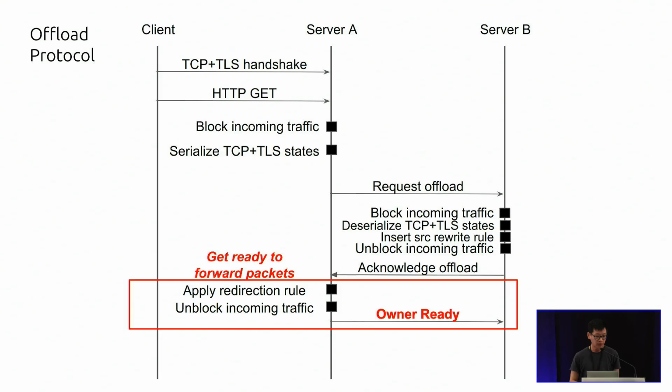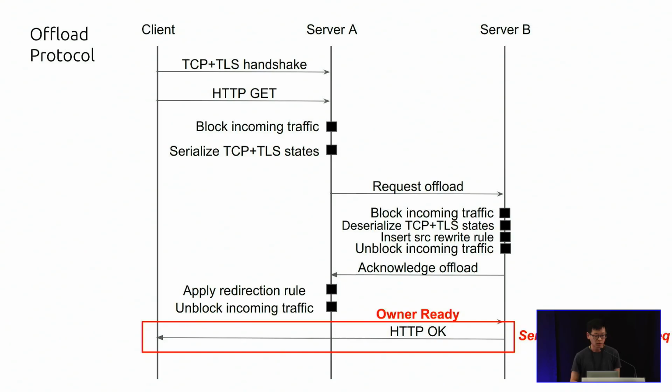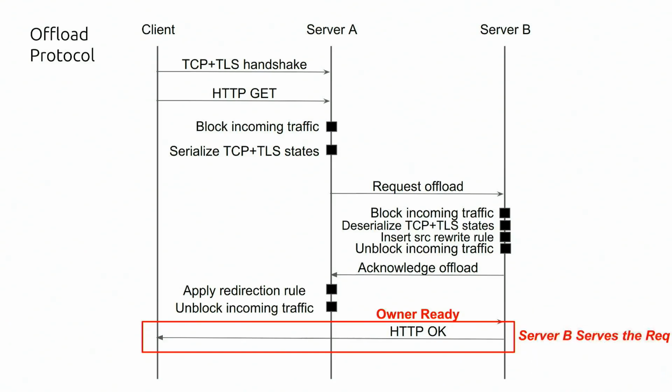Server A receives this acknowledgement and then proceeds to apply a redirection rule to redirect incoming traffic from the client to server B by rewriting packet headers, including the IP address and MAC addresses and so on. And finally, everything is ready, and it just unblocks the incoming traffic and tells server B that everything is good to go, it's all yours. Since the redirection is now ready and the client will be able to acknowledge any packet sent by server B, it now serves the original HTTP GET request from the top with an OK. And the connection is now owned by server B.